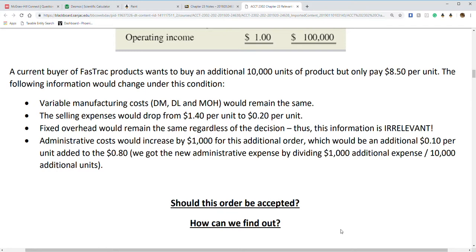And most people go, well, since the sale is less, I'm going to reject. I'm not going to make money. But you have to put in all the other scenarios, other changes that happen on making this 10,000 units, producing this. So let's find out how we can solve this scenario.